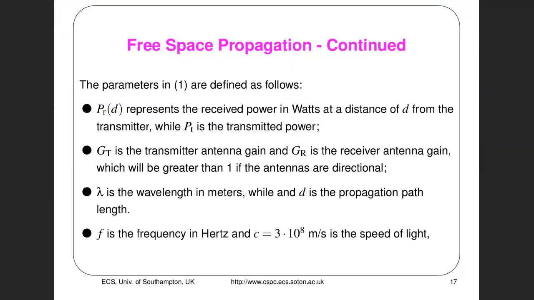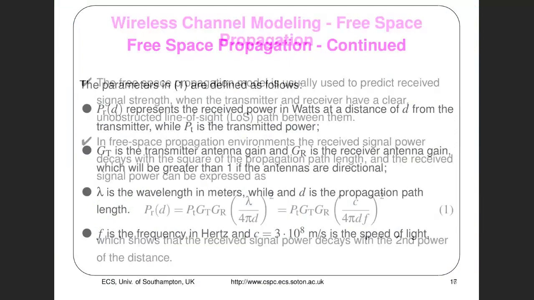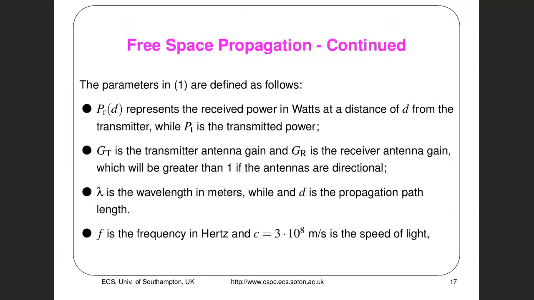So, parameters of equation 1. Equation 1 is this. I have explained every one of the parameters here. PR is the received signal power. PT is the transmit signal power. GT and GR are antenna gains. Lambda is wavelength. F is frequency.